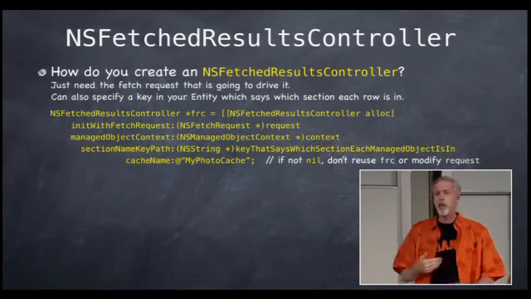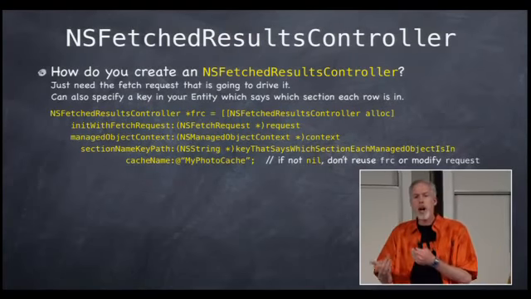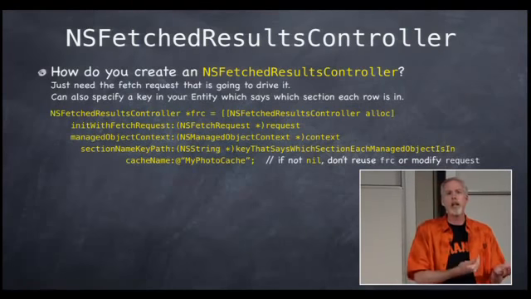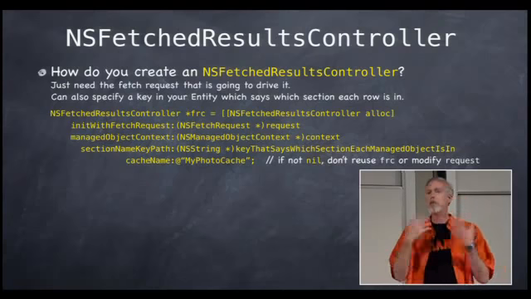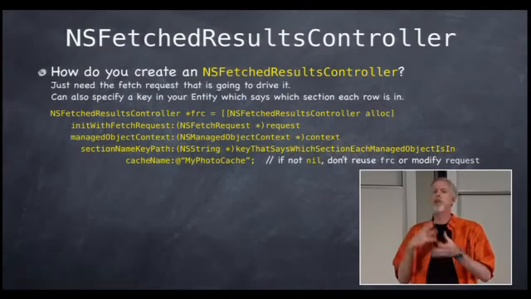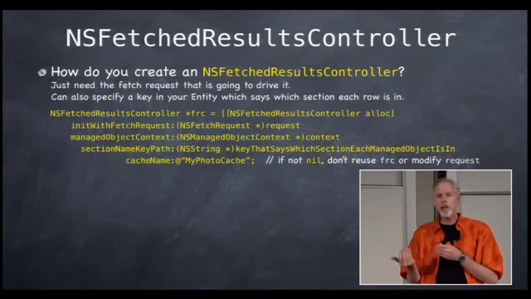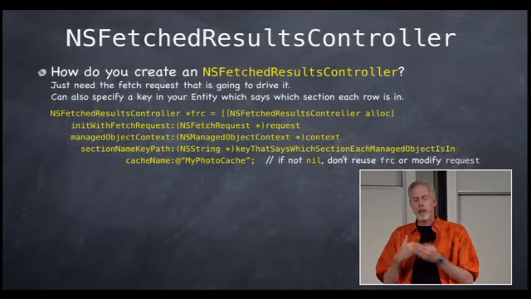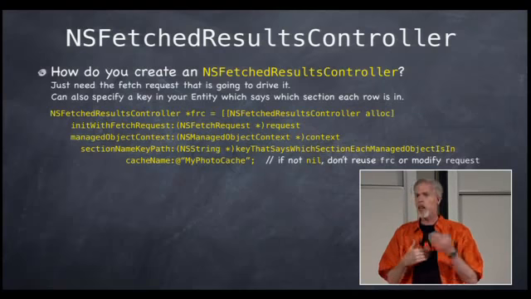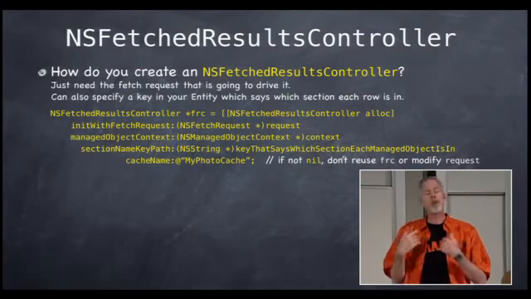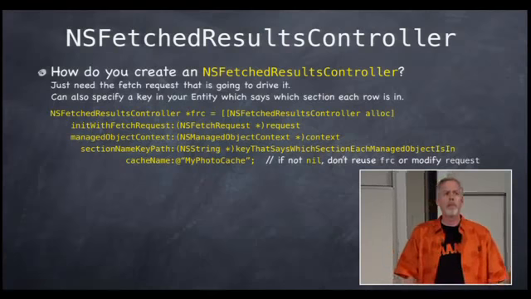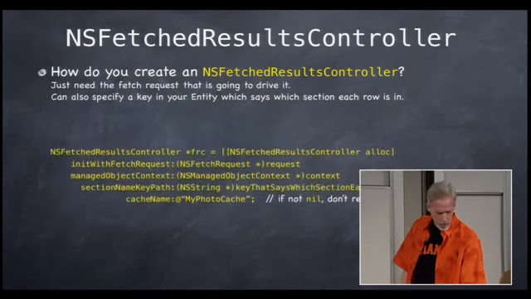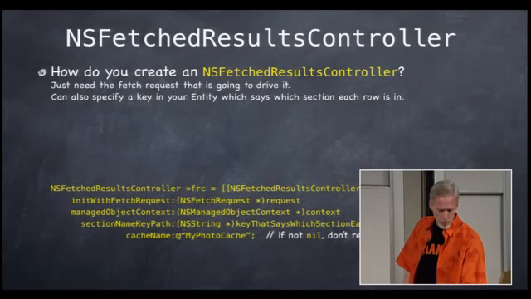And the reason for that is then when it does the fetch, it can fault the objects in, 100 at a time or whatever, because it knows what section they're in on the database side, instead of having to fault them all in, run some code, and figure out what section they're in. So if you implement that key in your custom subclass and not stored in the database, it's going to have to fetch all those objects to find out how to arrange them in a section. So that's not so good. Okay, so that's our fetch results controller.